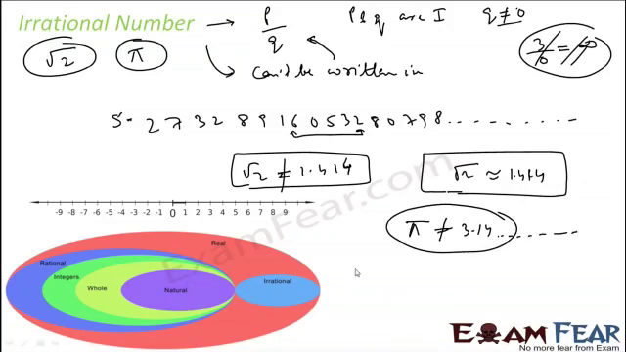But if you can write something in the form of p by q, that is a rational number, where p and q are integers and q is not equal to 0. If you can't write something in the form of p by q, where p and q are integers and q is not equal to 0, then that is an irrational number. Okay, pi and root 2 are good examples of irrational numbers. In fact, root 3 is also a good example of an irrational number.